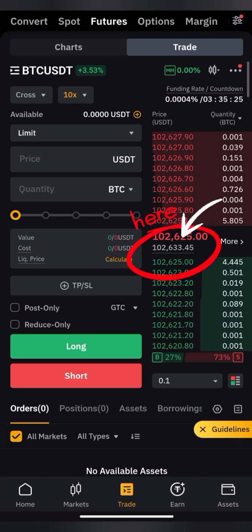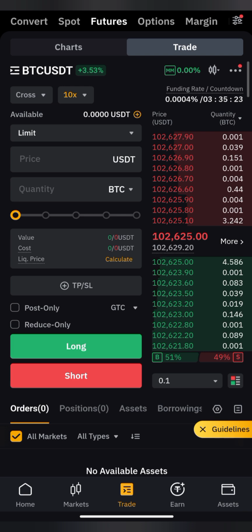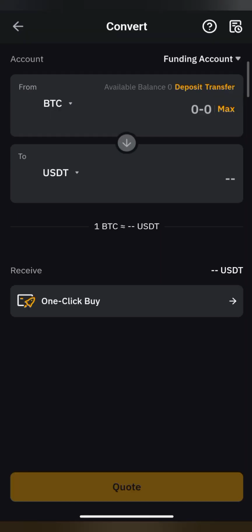The highlighted figure is the current market price of the asset you want to trade, in this case Bitcoin. One of the ways to spot trade is straight up conversion. You basically exchange one cryptocurrency for another. The toggle button is to cycle between what assets you want to convert to another.